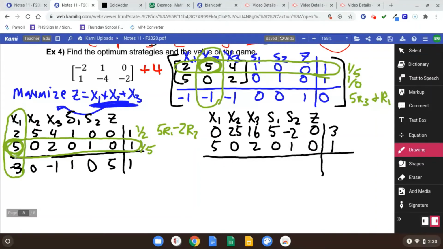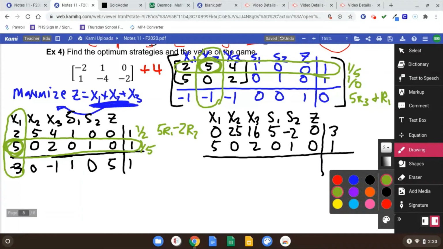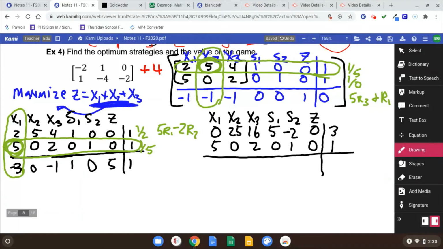Now we need the bottom row. I'm going to get rid of this -3 using this 5. So remember, it has to do with the LCM. The LCM is 15. And so I can do 5 row 3s plus 3 row 2s. That ought to get it done. That would be -15 plus 15. Going to be 0 right there.